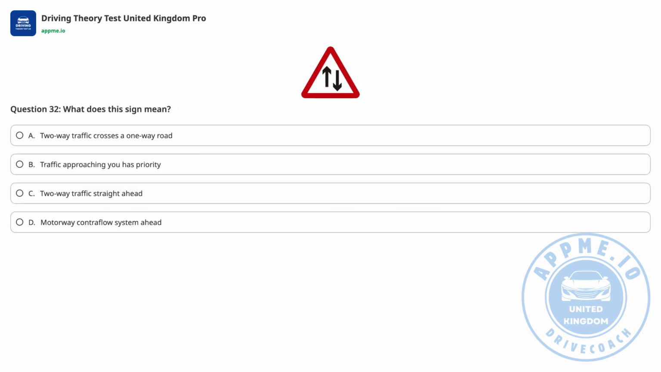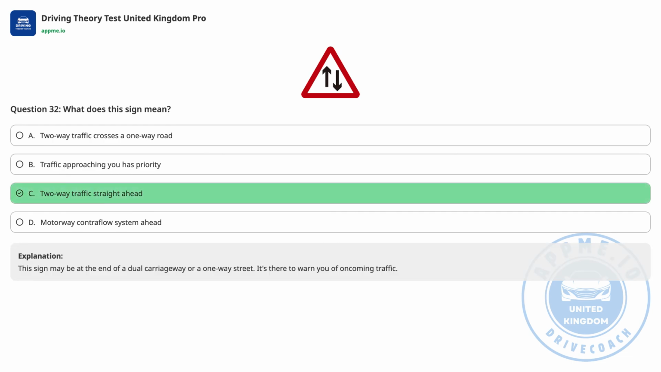Question 32. What does this sign mean? A. Two-way traffic crosses a one-way road. B. Traffic approaching you has priority. C. Two-way traffic straight ahead. D. Motorway contraflow system ahead. The correct answer is C.